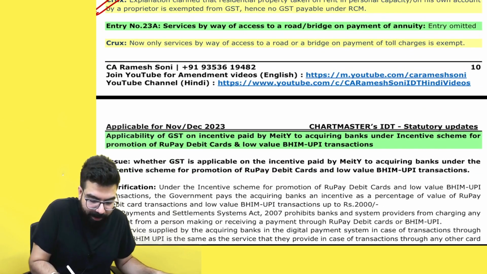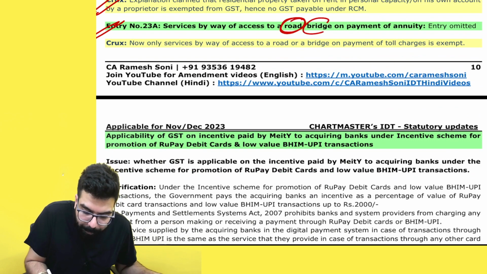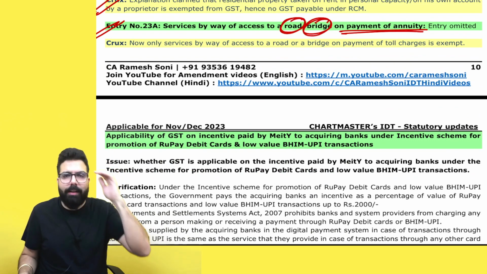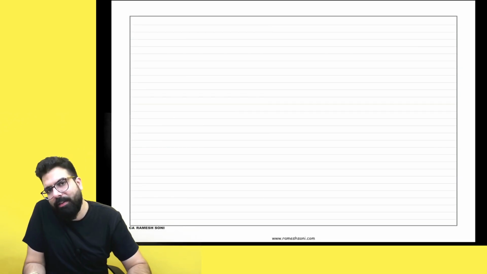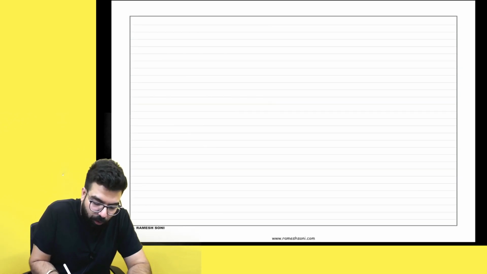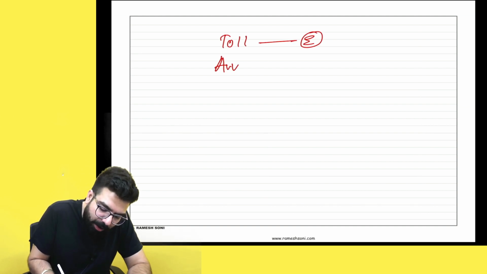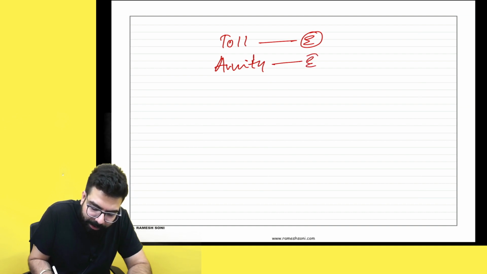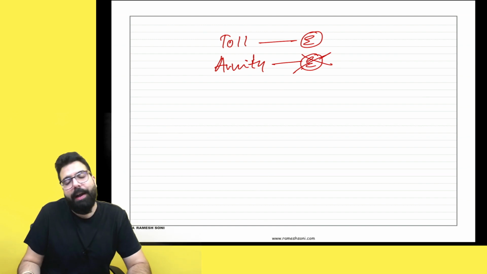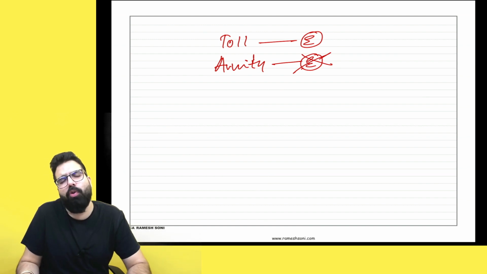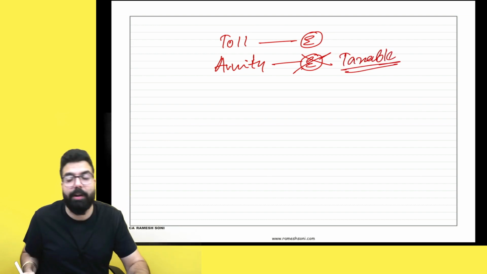The next one over here. Listen to me very carefully. Services by way of access to road or bridges on payment of annuity. Earlier, services by way of access to bridges or roads on payment of toll were under exemption, and if it was on annuity payments, that was also under exemption. But now this point has been deleted, and services by way of access to road or bridges on payment of annuity is now taxable. It is no more under exemption.